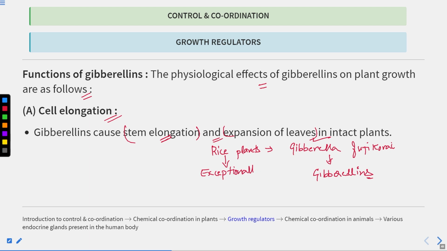They were exceptionally tall. Why were they tall? Because of the infection with the fungus Gibberella fujikuroi, which was secreting a chemical substance known as gibberellins. Gibberellins are involved in stem elongation as well as expansion of the leaves. That's why these rice plants were called foolish plants, because they were exceptionally tall, and this disease is known as the foolish rice seedling disease.